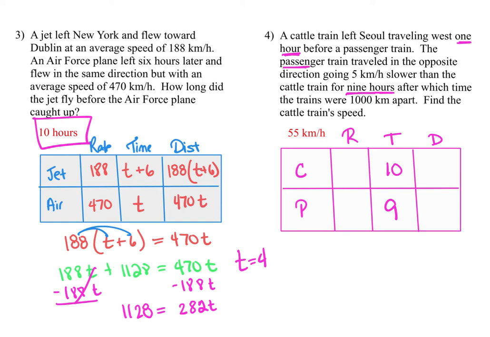The passenger train traveled in the opposite direction, going 5 miles an hour slower. So do we know how fast the cattle train was going? We don't. We're going to put an R there. Okay? Was the passenger train going slower or faster? The passenger train was going slower, right? The passenger train traveled in the opposite direction 5 miles slower. So if the cattle train was going R, how fast was the passenger train going?